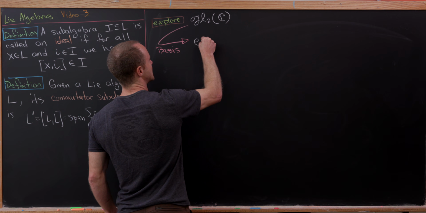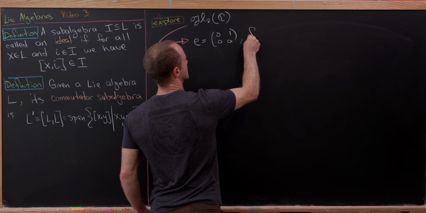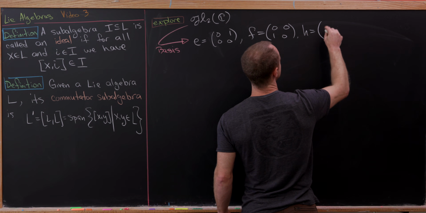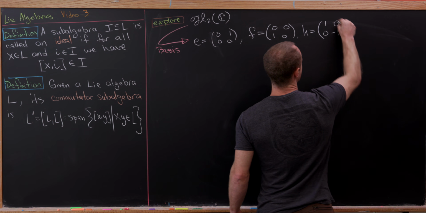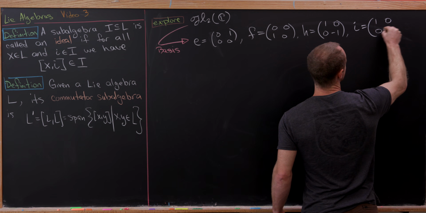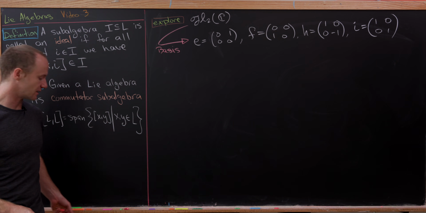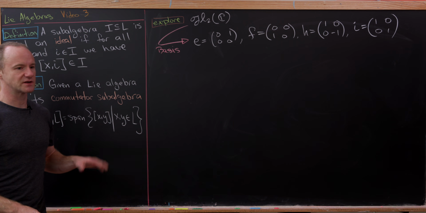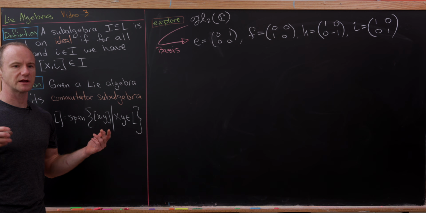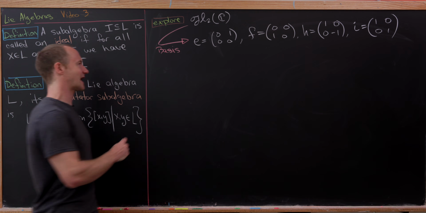Let's say this is our basis. I'll take E to be the matrix 0, 1, 0, 0. We'll take F to be the matrix 0, 0, 1, 0. We'll take H to be the matrix 1, 0, 0, minus 1. And then we'll take something that I'll call little i to be the identity matrix. I'm using a lowercase letter just so that it's in line with everything else. It's pretty clear that these are linearly independent and they span GL2C, which is four-dimensional. Okay, so now let's look at all possible brackets here.